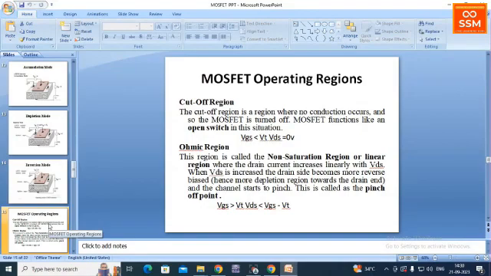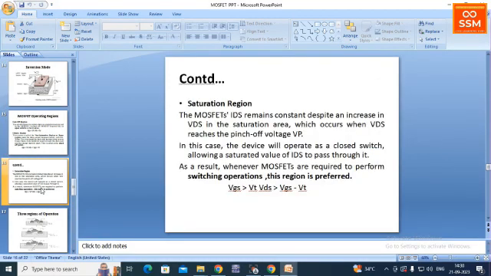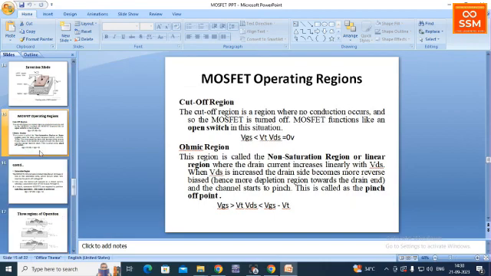And coming to the operating regions of MOSFET, this MOSFET is going to operate in three regions: cutoff region, ohmic region or non-saturation region, and the third one is saturation region. So let's look into the first region, cutoff region. The voltage condition for this cutoff region is gate source voltage less than threshold voltage and drain source voltage equal to 0. If you give a gate source voltage which is less than threshold voltage, then definitely there will not be any current flow, because the transistor will not conduct.